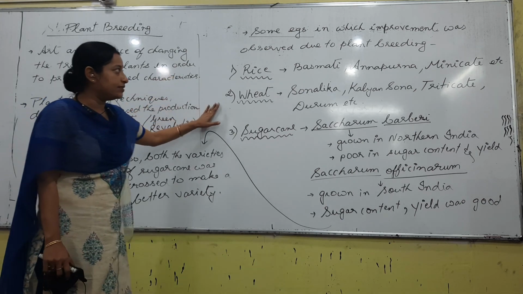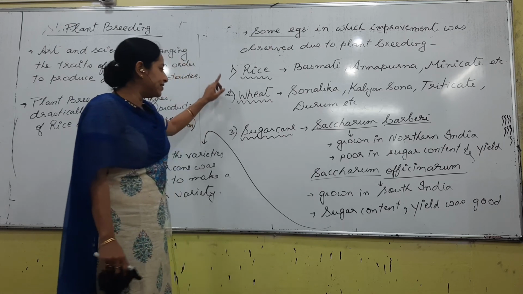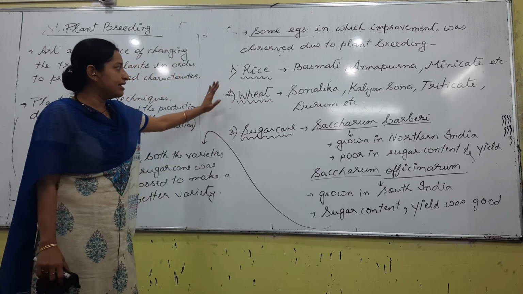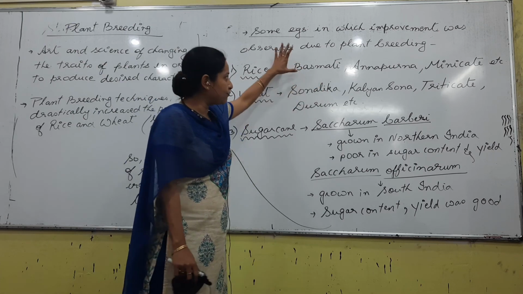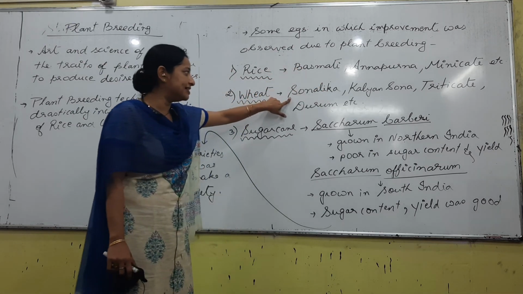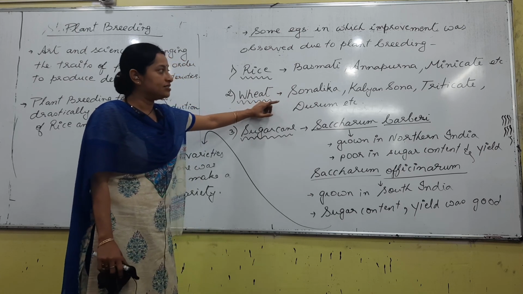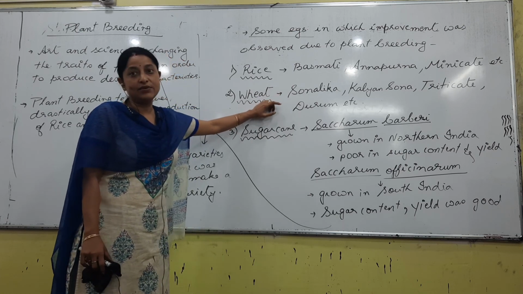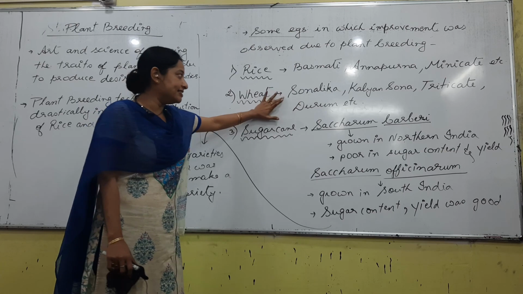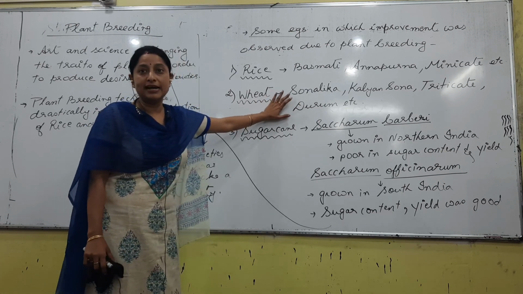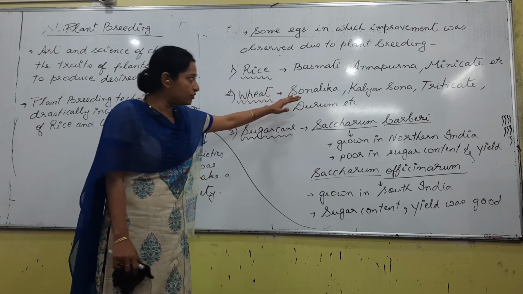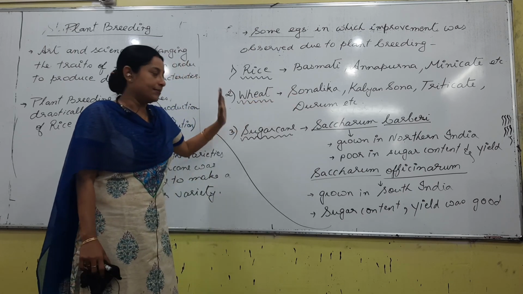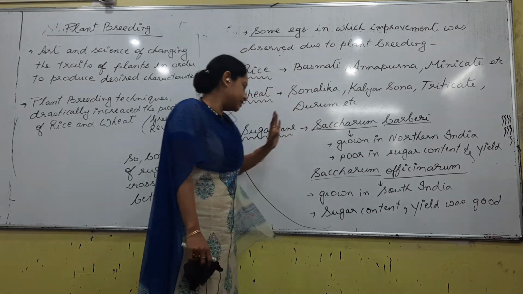Some examples in which the improvement was seen. As far as these examples are concerned, you don't have to memorize this portion by heart. As far as this is concerned, Sonalika and Kalyan Sona, questions have come on these two. Questions come like this: suppose Sonalika is given and the question is asked whether this is a variety of rice, wheat, rye or sugarcane. So you have to know that these are the varieties of wheat. So this one is important, this one is important.